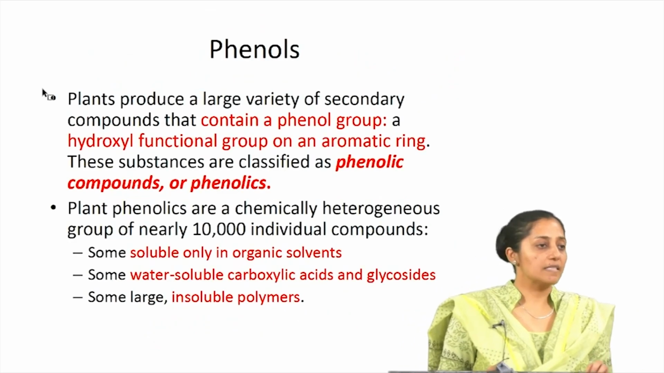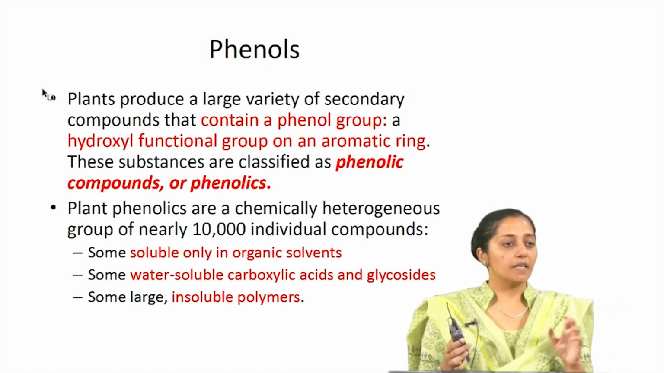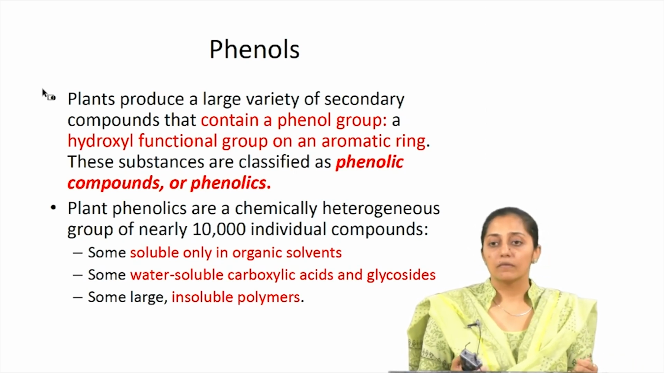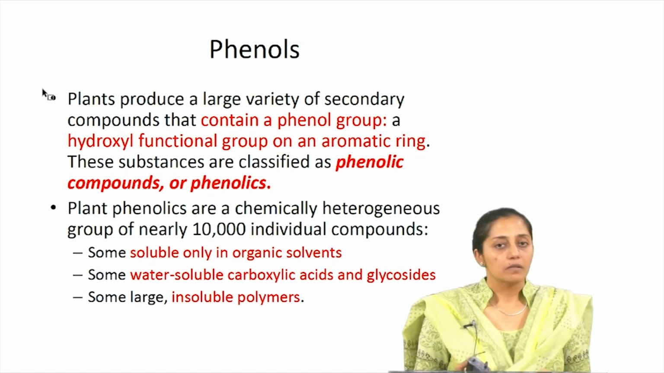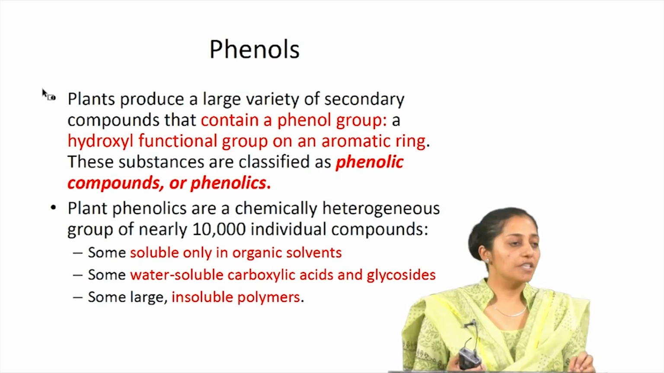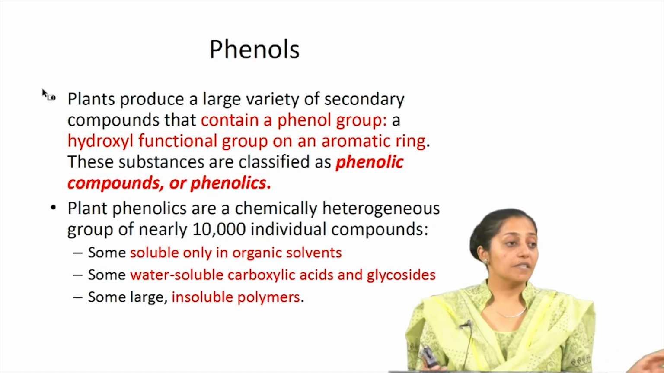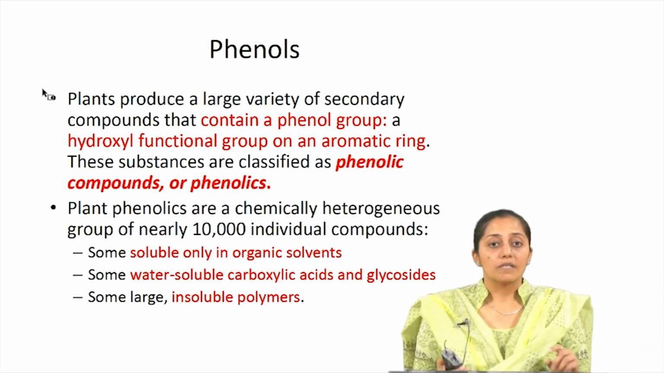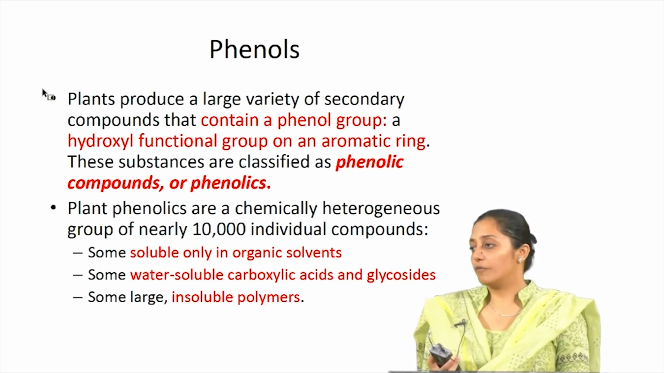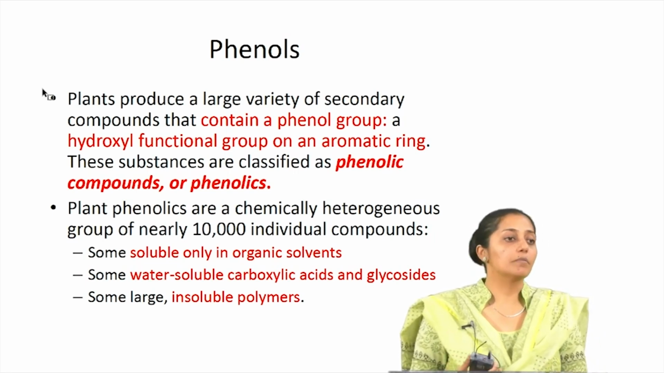So the other class, as I said, was phenols. Now plants produce a large number of them. So what do they have? They have, we know, a phenyl group attached with a functional group, which is OH. So that forms the phenolic group. Now these compounds are chemically heterogeneous, and almost 10,000 different phenolic compounds are produced as different secondary metabolites in plants. Some are soluble in organic solvents, some are water soluble when they are in the form of carboxylic acids or glycosides, and some are insoluble polymers.